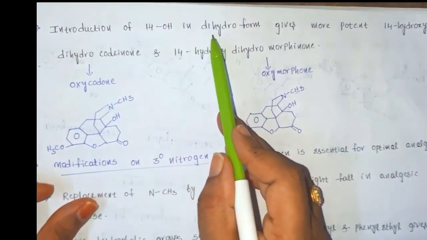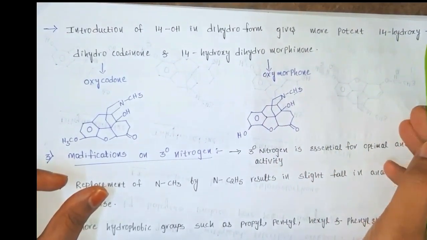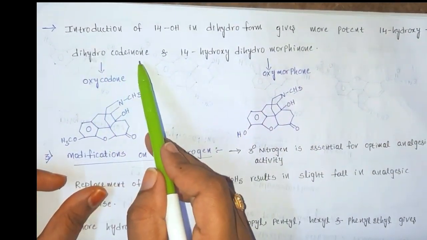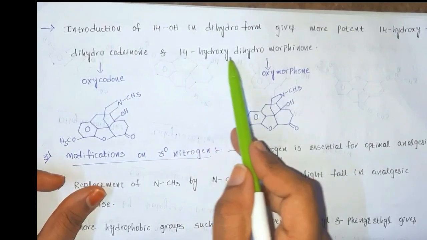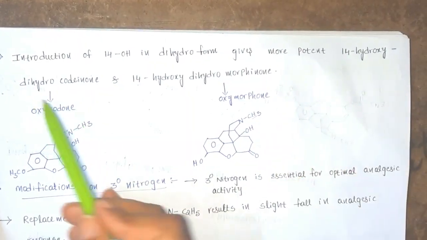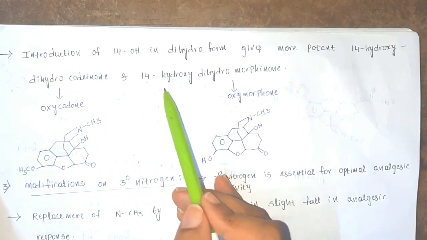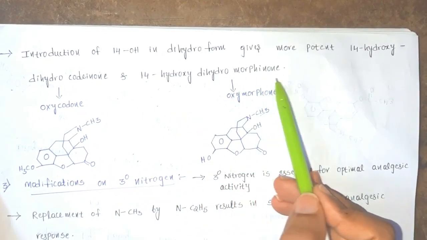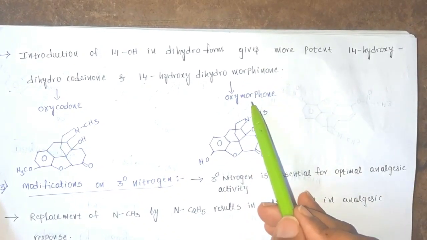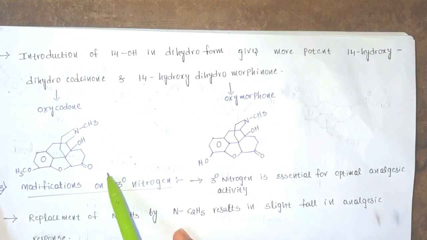Next, introduction of 14-OH in the dihydro form gives the more potent 14-hydroxydihydrocodeinone and 14-hydroxydihydromorphinone. 14-hydroxydihydrocodeinone is also called oxycodone. 14-hydroxydihydromorphinone is also called oxymorphone. This is the structure of oxycodone.